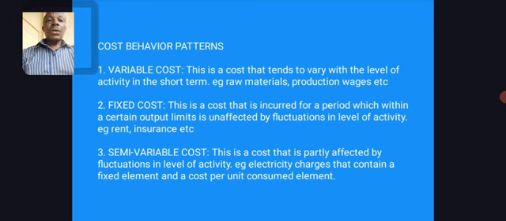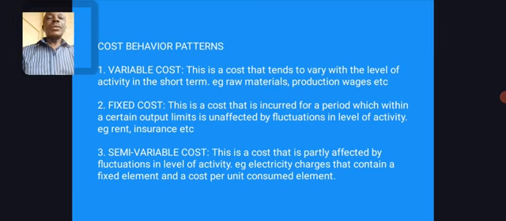In this lecture, we're going to look at cost behavior patterns, the patterns by which cost behaves. We're going to look at three principal cost behavior patterns. They are variable cost, fixed cost, and then semi-variable cost. First, let's start with variable cost.